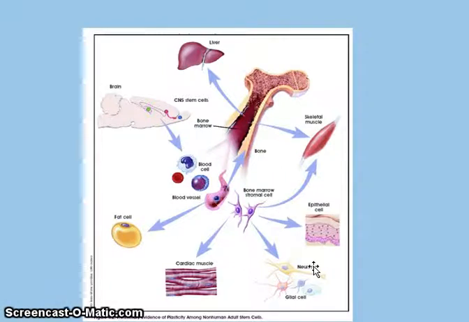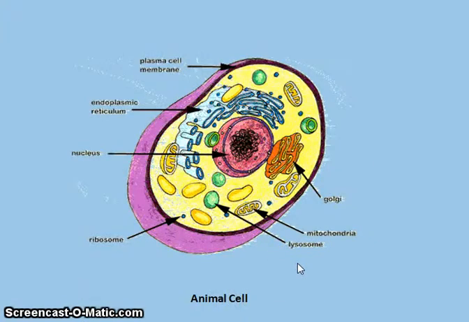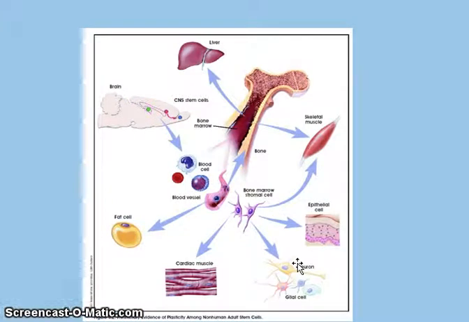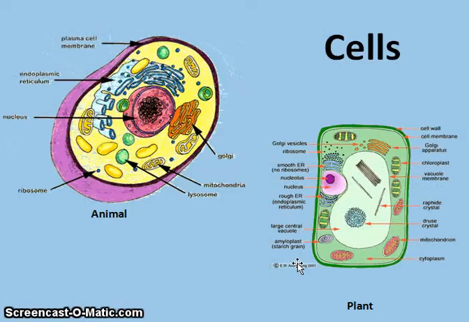Okay, so we can see that there are lots of different cells in the human body, and they don't all look like the one that we were studying before, which is this one, but they do all have organelles in them, and they do all have a nucleus, so it's really important to note that. So that's a little brief introduction into cells.